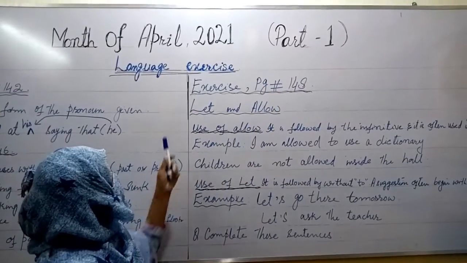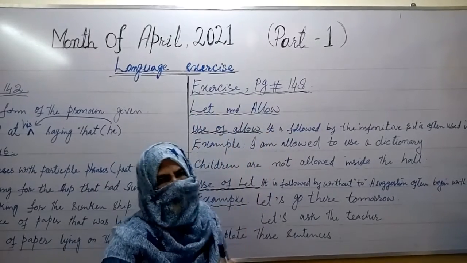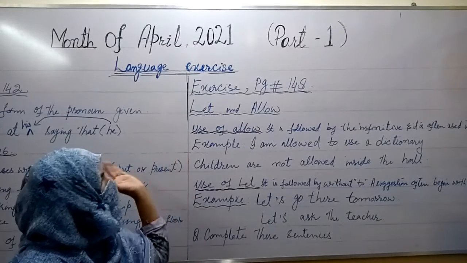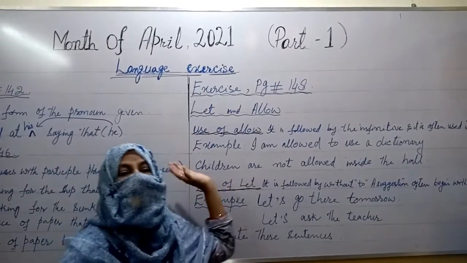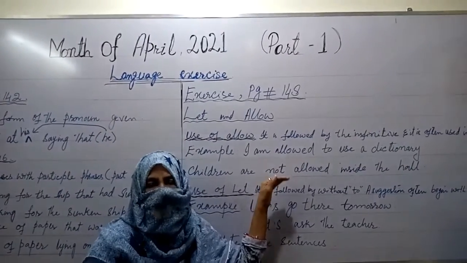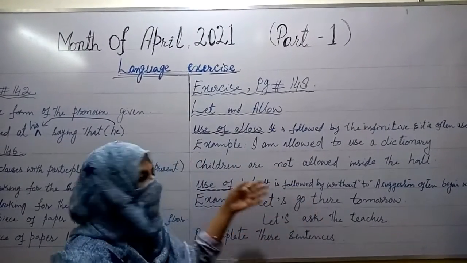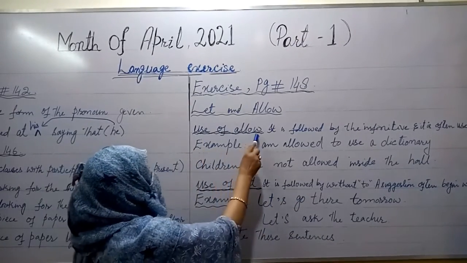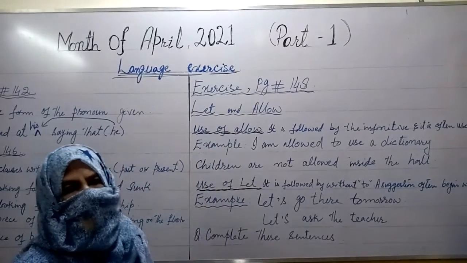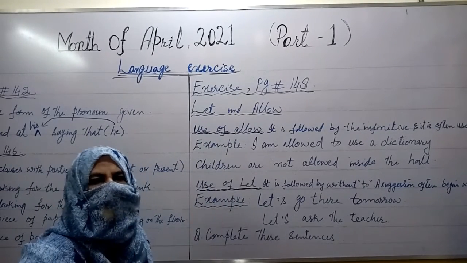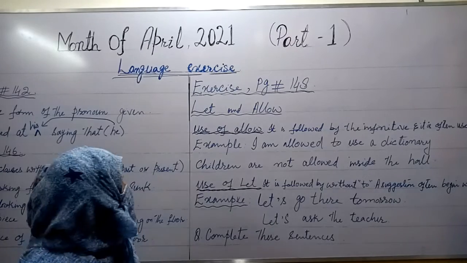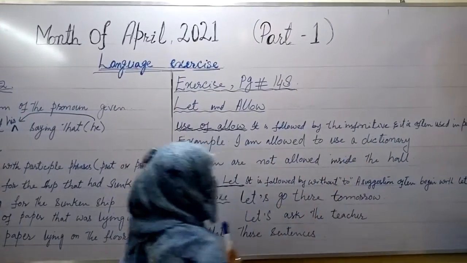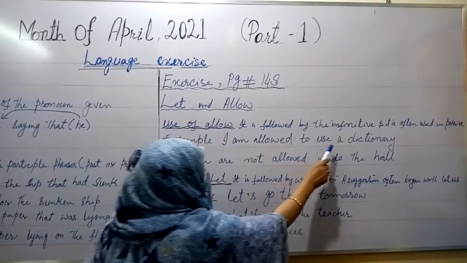This exercise is about let and allow. Before starting this exercise, I would like to tell you when we will use allow in the sentence, and when you will use let in the sentence. First, look at the use of allow. It is followed by the infinitive and it is often used in the passive. Look at this example. I'm allowed to use a dictionary.